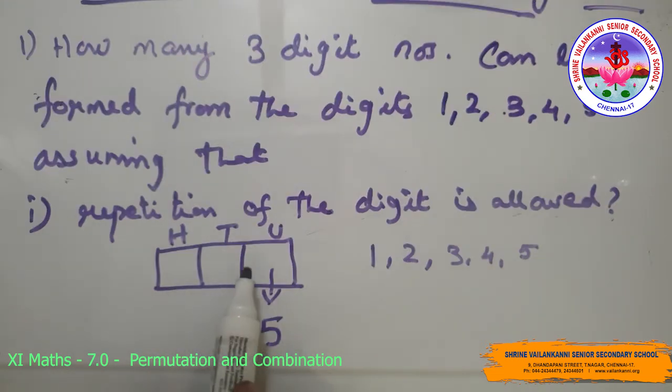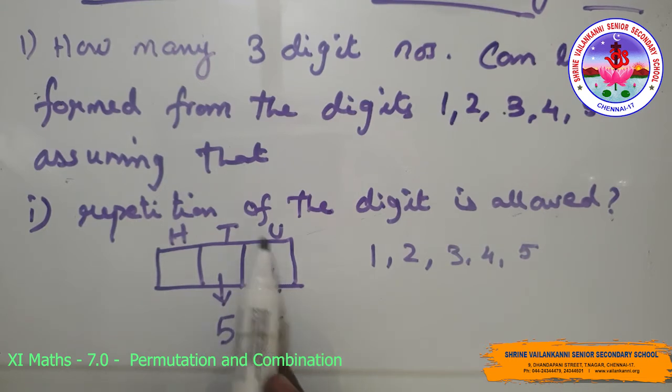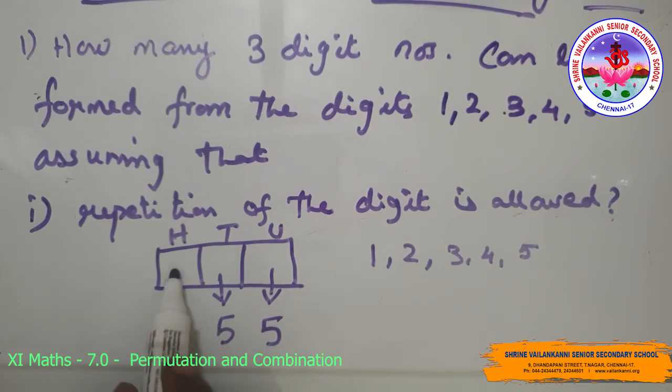Tens place can also be filled using these 5 digits. There are 5 different ways of filling the tens place. Here the repetition of the digit is allowed, so here also it's 5 different ways. And the hundreds place also can be filled in 5 different ways, as the repetition of the digit is allowed. It can be filled either by 1, 2, 3, 4, 5.